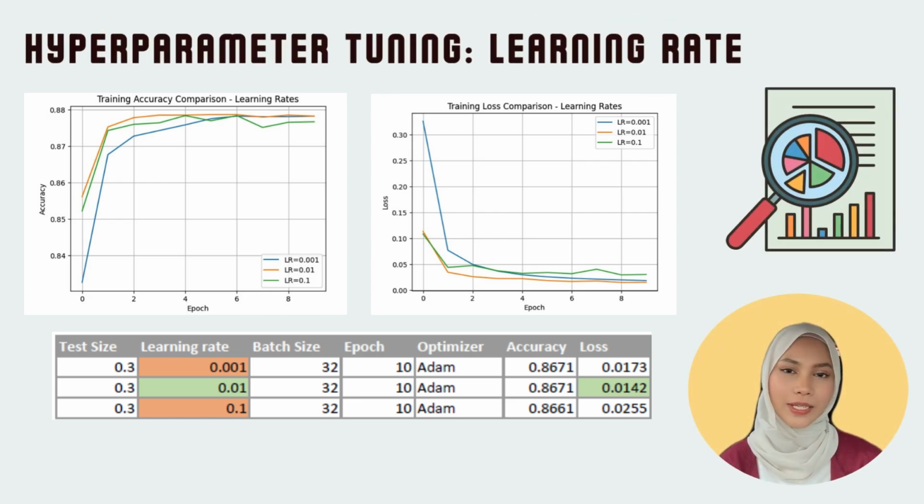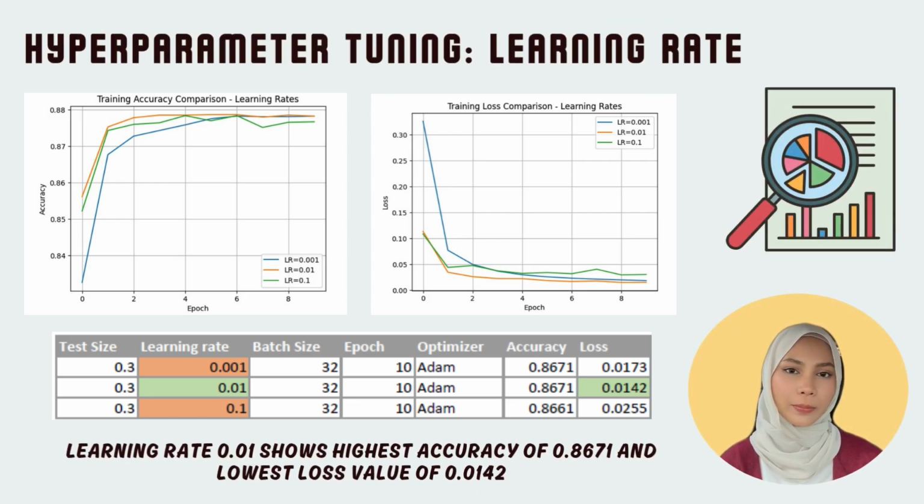On this slide, I'm presenting the results of hyperparameter tuning of learning rate. The left graph shows the training accuracy comparison for three different learning rates, which is 0.001, 0.01, and 0.1. We can observe that all three learning rates reach similar accuracy levels eventually, but 0.01 reaches a high accuracy faster and stabilizes well.